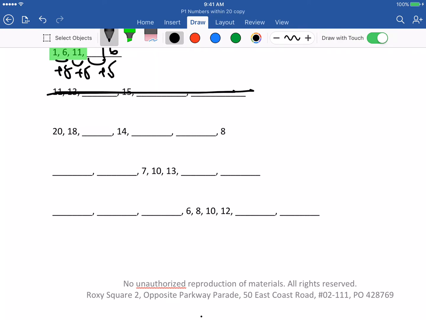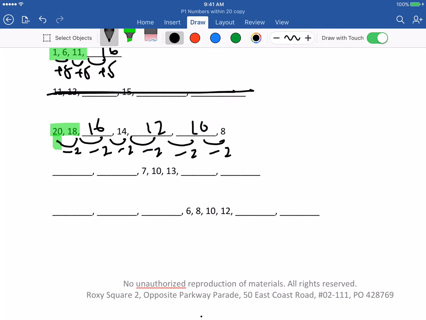Next one, 20, 18. So what you can do for this one is put it like that. From here, minus 2. Here, you minus 2, which is 16. You minus 2 again, 14. Minus 2, 12. Minus 2, which is 10. You minus 2, which is 8.